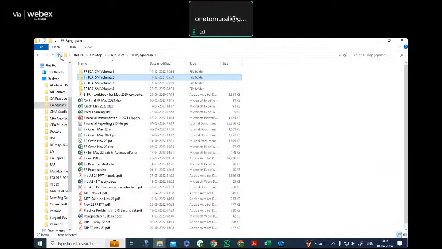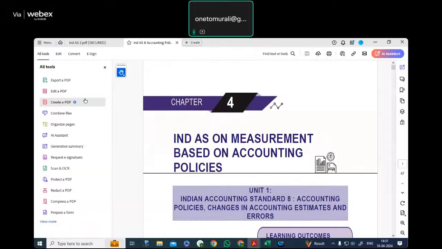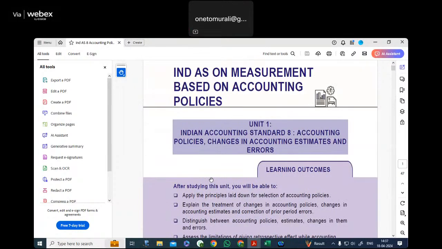Now let us move on to accounting policies, changes in accounting estimates and errors. Previously, we used to have in AS 5 ordinary item, extraordinary item, prior period item, changes in accounting estimates and changes in accounting policies. So here it is about accounting policies, changes in accounting estimates and errors.